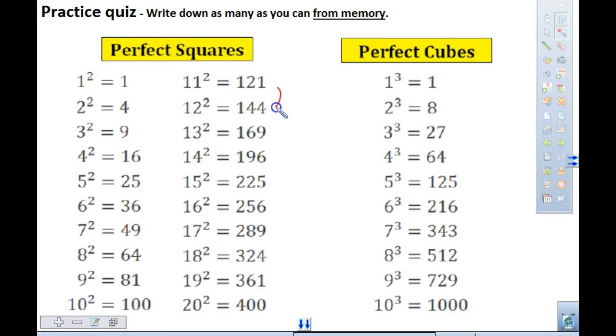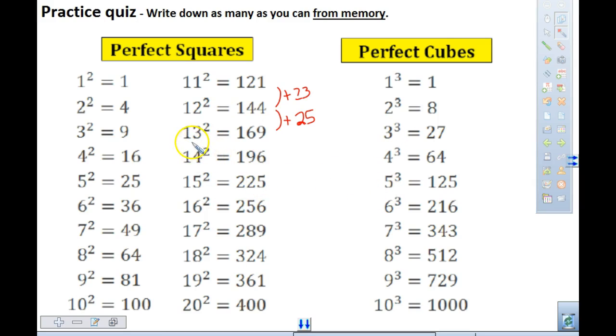From 121 to 144, I'm adding 23. And 144 to 169, I'm adding 25, right? And I'm going to keep going down. Now, the one thing on the test, some people today, we're going to take a little homework quiz with one of these just to see how you're doing.